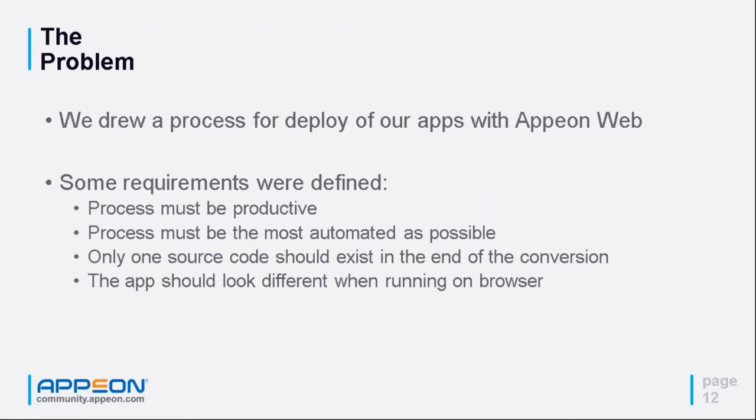The process must be productive. It must be as automated as possible, because we have limited resources. We have to have only one source code at the end of the process, because we don't want to maintain two source codes. That's insane. We have a product that we sell to a lot of customers, and it should not look different when run in a browser. We did something that changed the UI when running on Appeon Web.